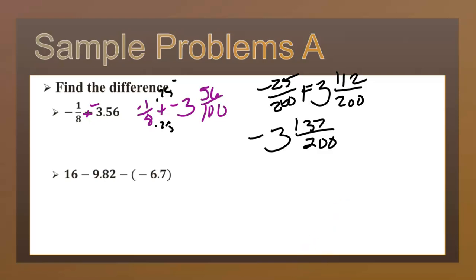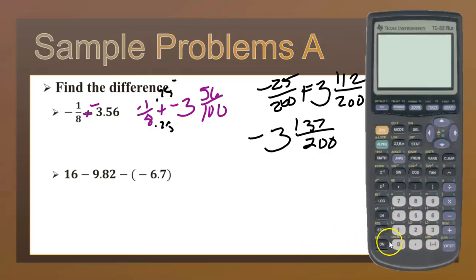And let's just double check our answer on our calculator. So parentheses, I had negative 1 divided by 8. And for that one, we were adding a negative 3.56. And if I put that as a fraction, negative 737 out of 200. So negative 3 times 200 is negative 600, plus a negative 137 is negative 737.